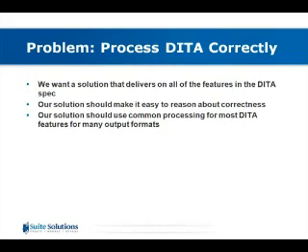So we want a solution that, first of all, does all of these things. We want to make sure that our solution makes it easy to reason about correctness, because after all, we want to be sure that when we do chunking that it really does chunking correctly. We want to be sure when we process conrefs that it processes conrefs correctly.